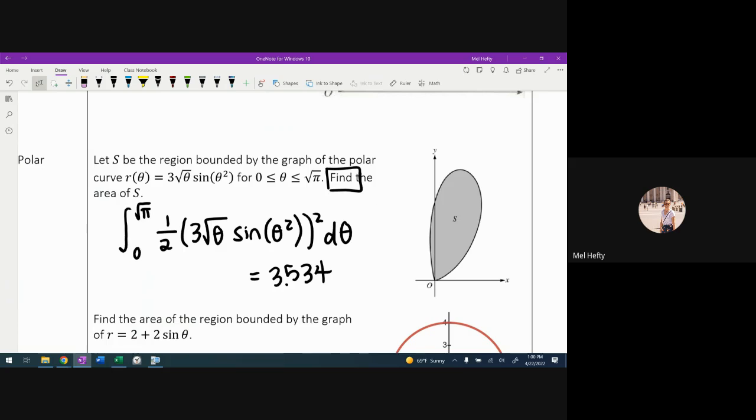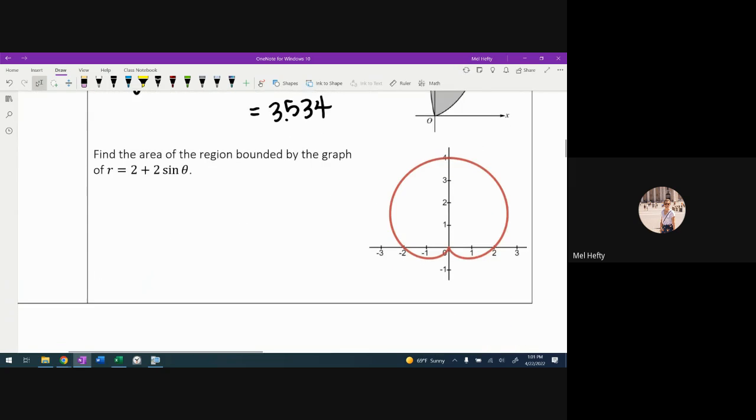3.534. So these are what most of the free responses look like. They're very explicit about what area you're looking for and what bounds you have. I was perusing some of the multiple choice and they were a little less explicit. So we're going to use the calculator and some of our knowledge to help us with finding something like this.